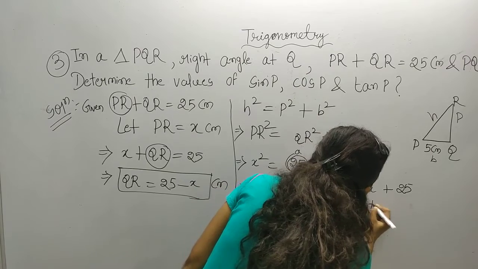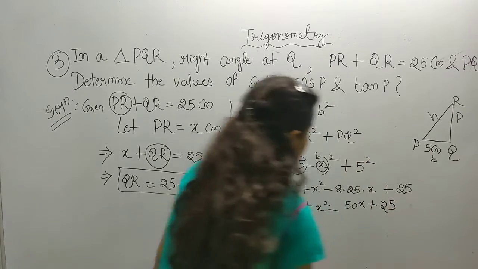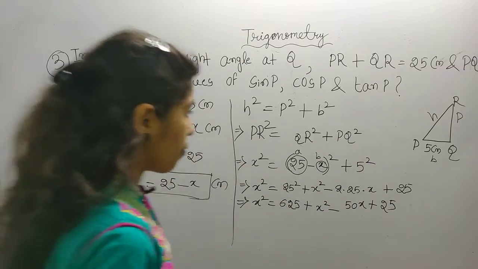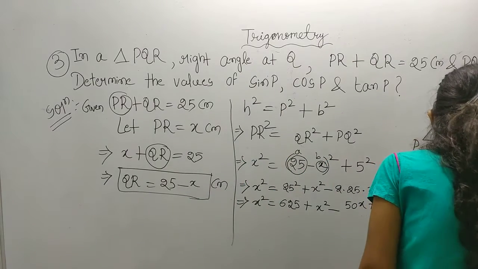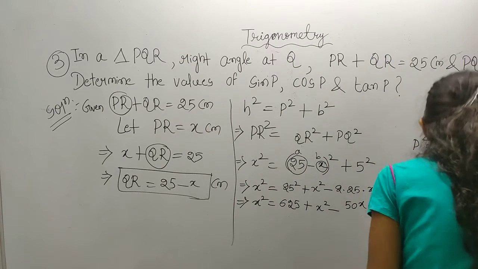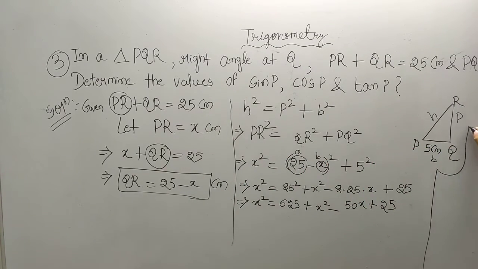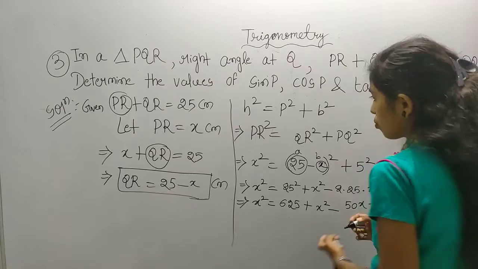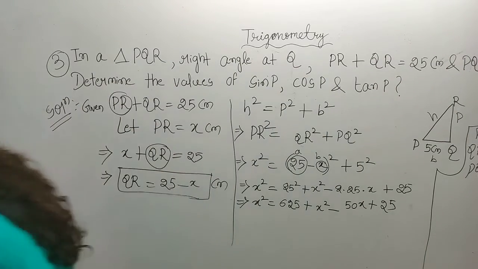625 plus x square minus 2 into 25, 50x, plus 25. Okay, so here we will write those values, we have to erase now. So here you write those values. What is the value? We took PR equals x and QR came 25 minus x, and in the question it's given PQ equals 5. Okay, next.